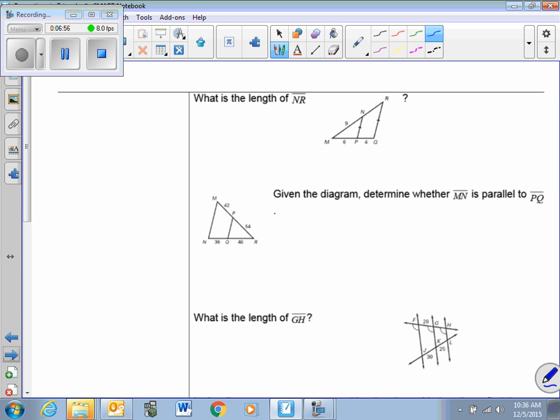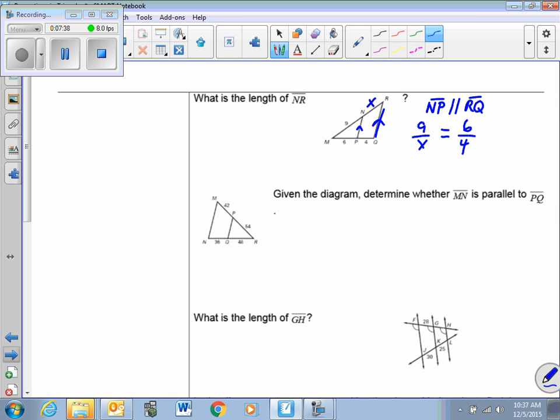Here we go. So what is the length of NR? I'm going to call NR x. That's what we're looking for. I know I've got this segment here that's parallel to this side of the triangle. This NP is parallel to RQ because it is marked that way. So I'm going to use my first theorem that I learned a minute ago that said this segment divides the two sides of the triangle proportionally. So what I know then is that 9 over x equals 6 over 4.